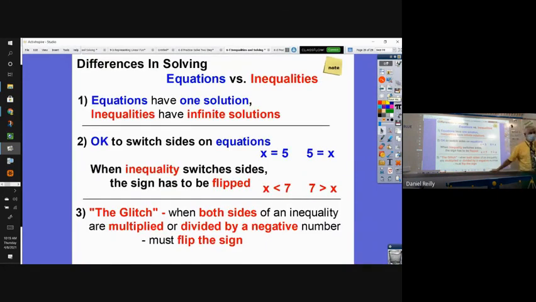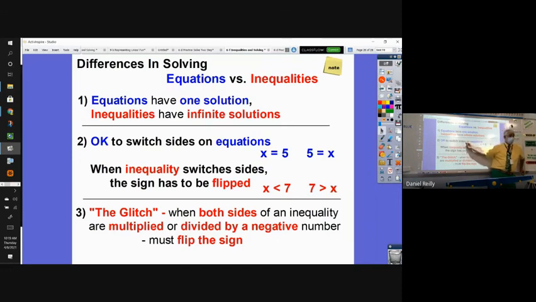So this is key here. This is on your notes page. Three big differences in solving equations versus solving inequalities. First, equations have only one value that will make the equation true this year. Next year, you'll find equations that have different answers. They can have no solution. But this year, equations have only one number that will make the equation true, and inequalities have an infinite number of values you can put in to make them true.